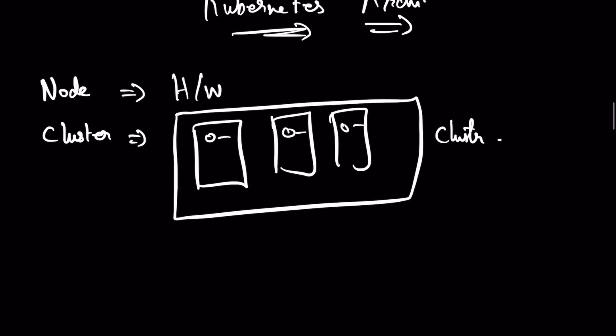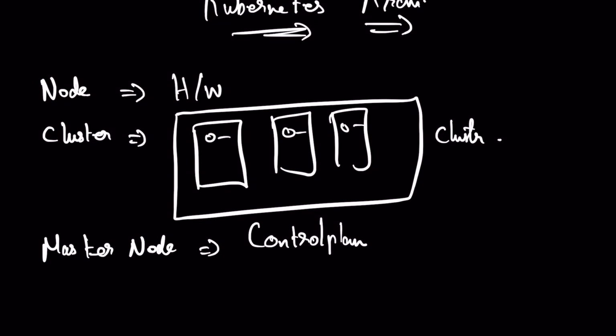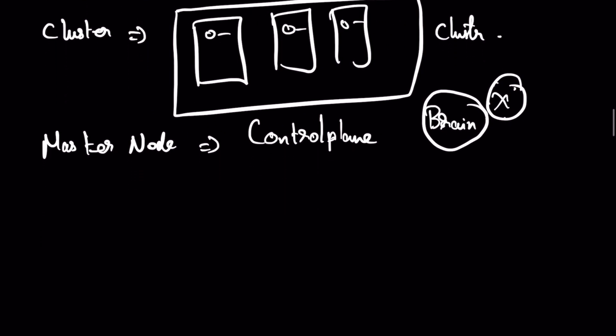And the next one is master node. We are calling it as a control plane as of now. So this is the brain of Kubernetes. So this manages all the working and scheduling. Everything is done by the master nodes.